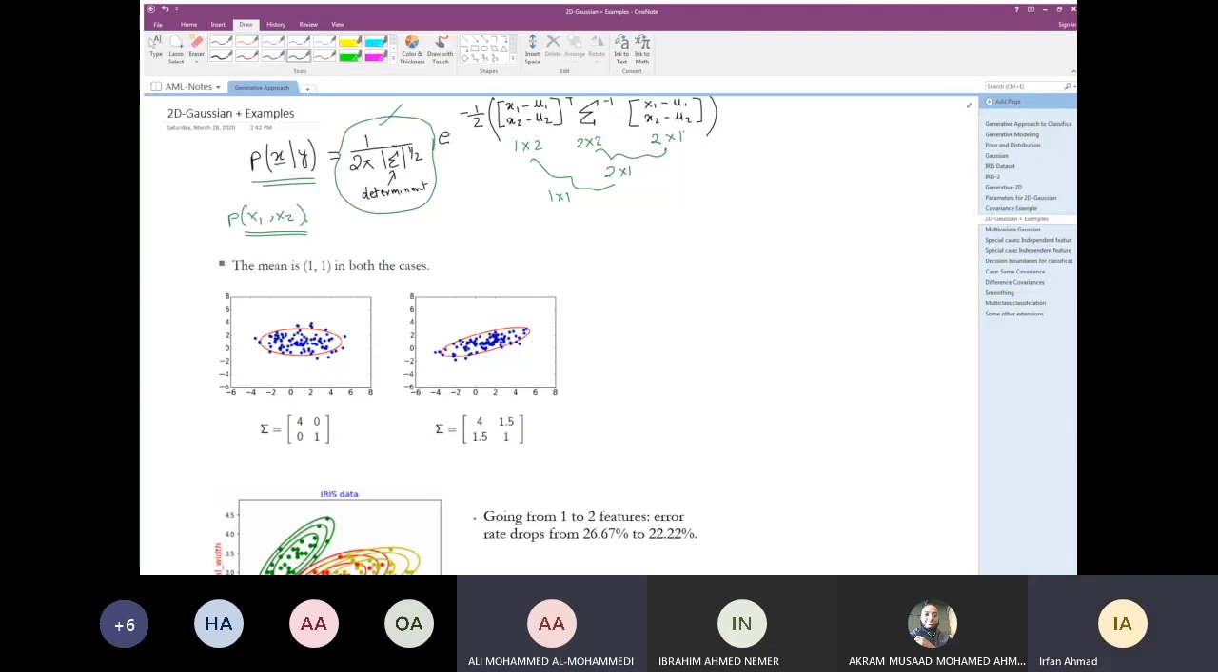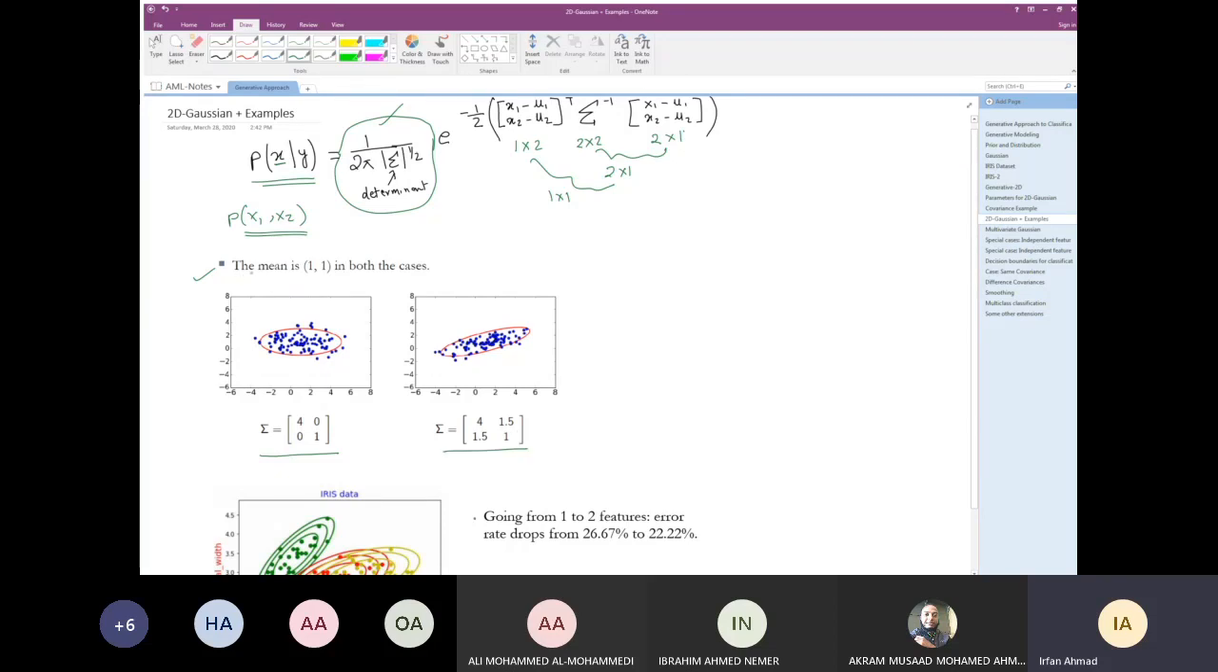Very good. Okay, so again, we find out that the whole thing becomes just a value, right? So let's look at some examples here. This first example says both these two distributions have a mean of 1, 1. In this case, the covariance matrix is 4, 0, and 0, 1. And this time, this is something different.